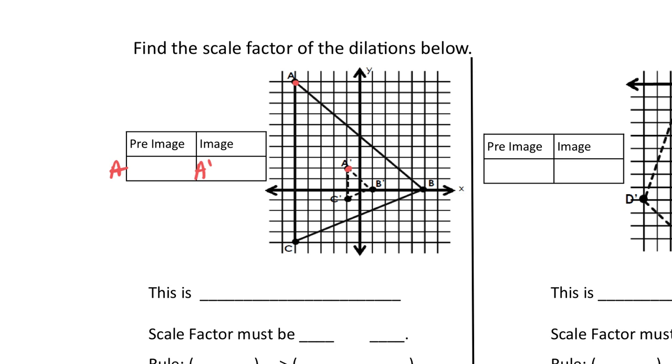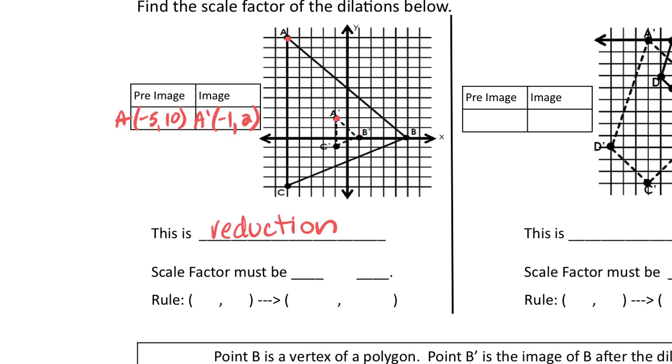So A would be 1, 2, 3, 4, 5, 1, 2, 3, 4, 5, 6, 7, 8, 9, 10. So -5, 10. While A prime is going to be -1, 2. So in this case, by just looking at this, I can tell that this is a reduction because A prime is smaller than A. Because I know it's a reduction, I know my scale factor has to be less than 1.